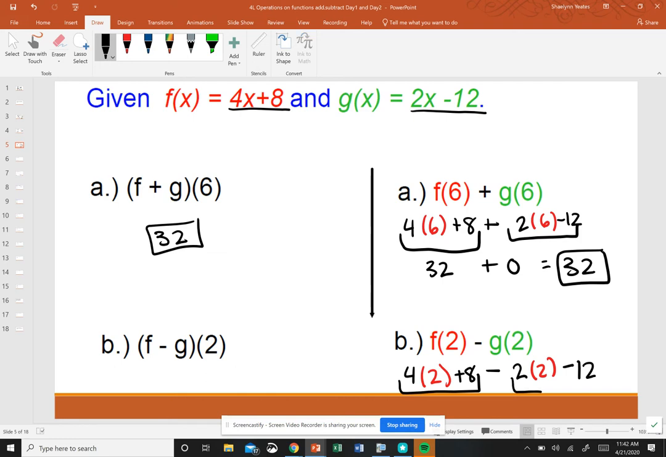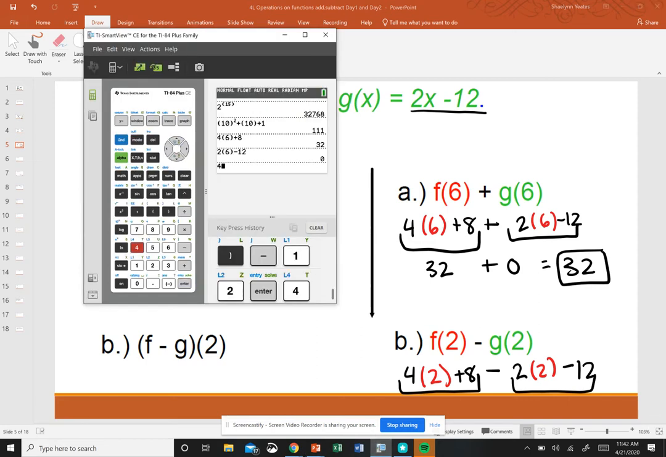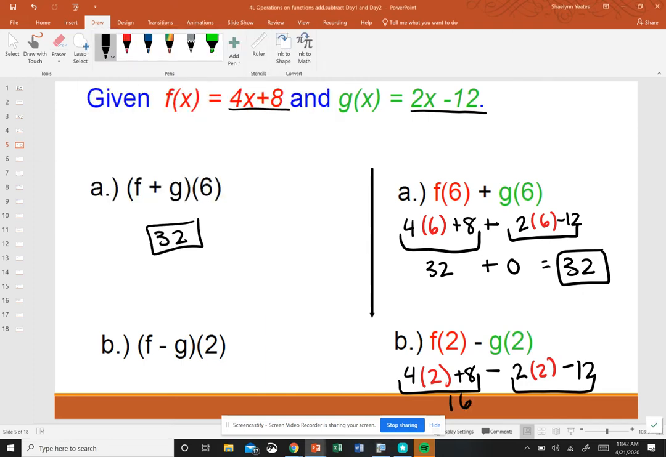So we're going to subtract this whole number here. So I'm going to pull out my handy-dandy calculator. I'm going to do 4 parentheses 2 close parentheses plus 8. And I get 16.